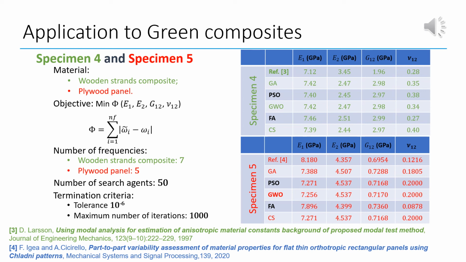The particle swarm optimization and the Firefly algorithms give slightly better results than other algorithms. However, there are not enough known natural frequencies to correctly determine the elastic constants, showing an error of around 40% for both cases.